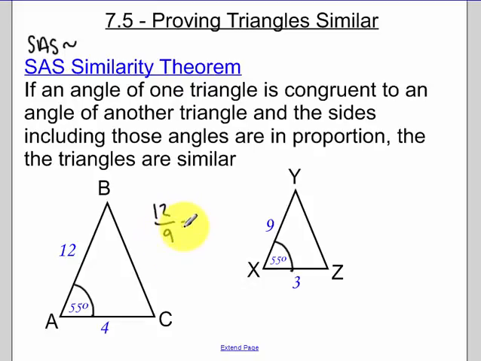so 12/9, that is the same thing as 4/3, because we reduced to 4/3. So we have the same thing. Then our triangles are similar. So triangle ABC is going to be similar to triangle, let's start with A, so it would be X, Y, Z.